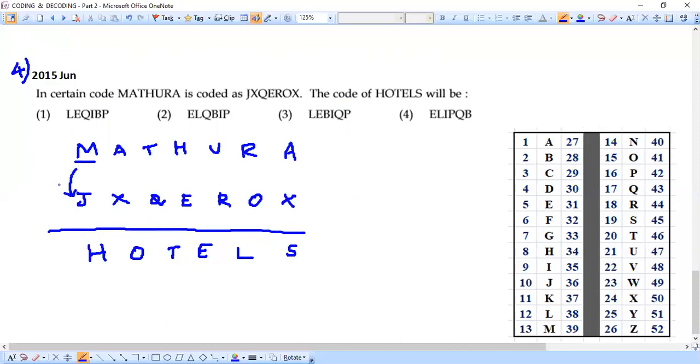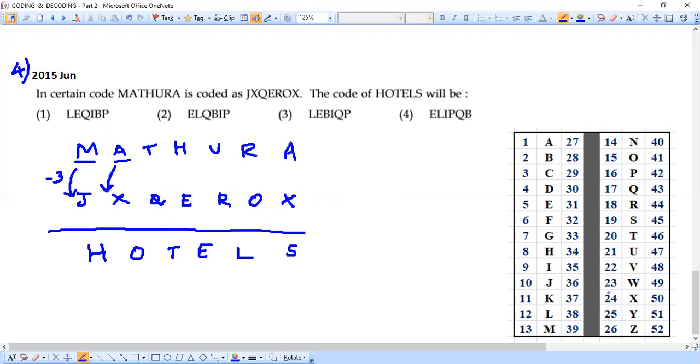M to J, they are traveling. You can do it very quickly because we have more practice here, right? So M to J, this is 13th to 10th, which will be -3. Yes, continue. Next, they are moving from A to X. A is the first letter, but X is the 24th letter.